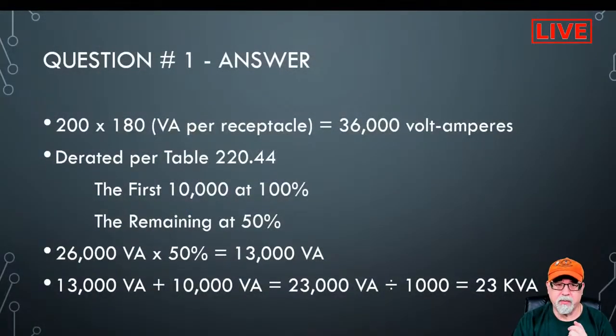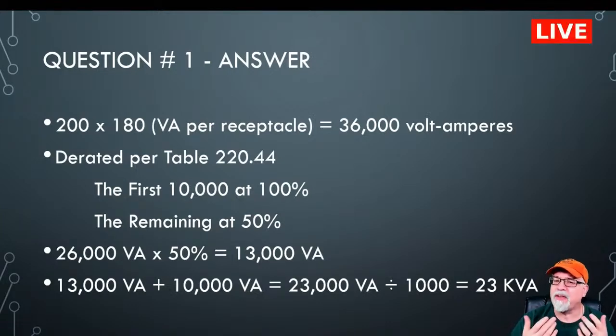All right, in our question, we take the first 10,000 at 100%, so it was 36,000. So take 10,000, set it aside because we have to take it at full value. That leaves us with 26,000. 26,000 times 50% because the 26 is the amount that's over 10,000. So at 50%, that's 13,000 VA. So you bring that 10,000 back and add it to the 13, that's 23,000 VA.